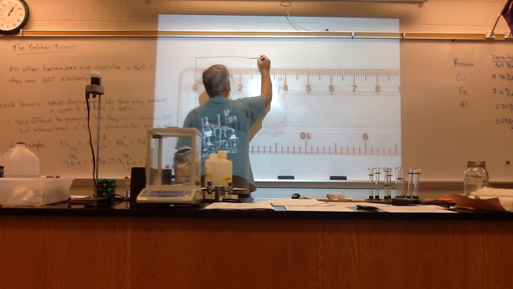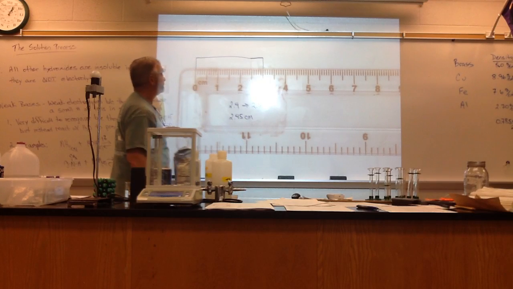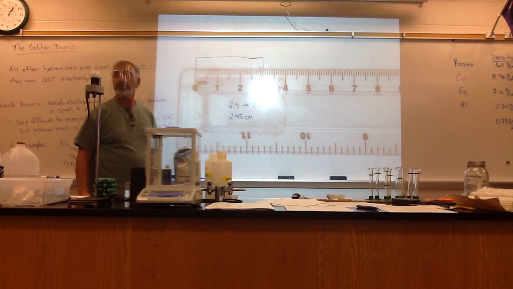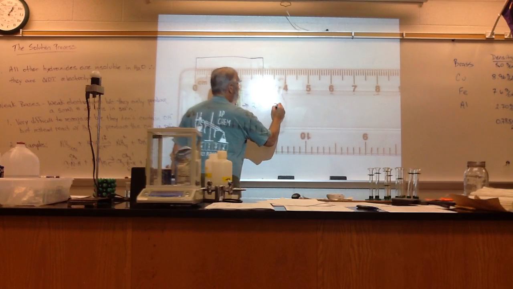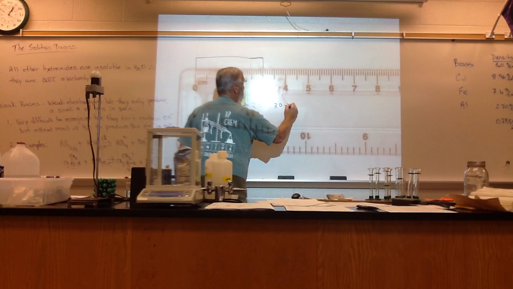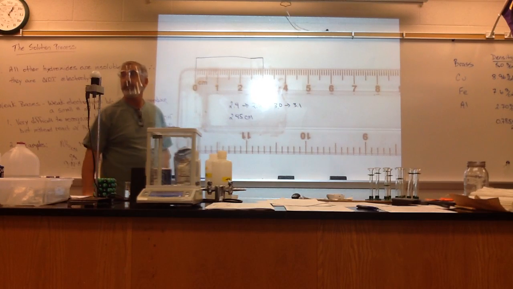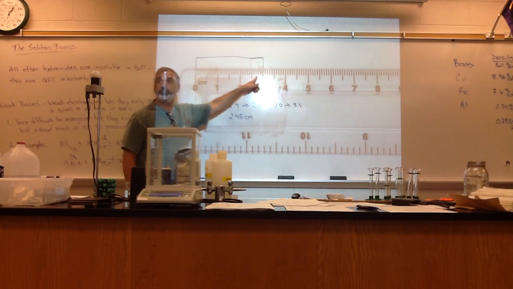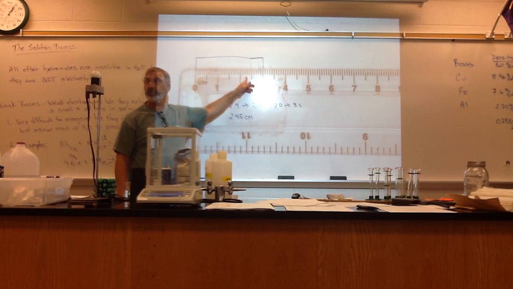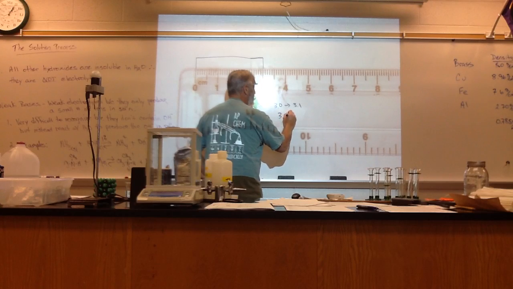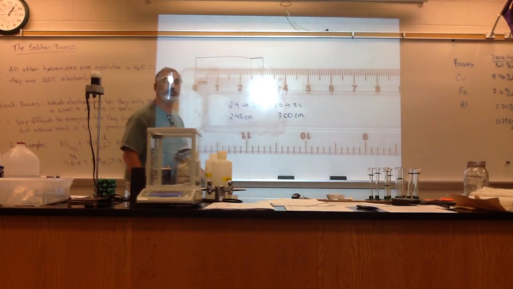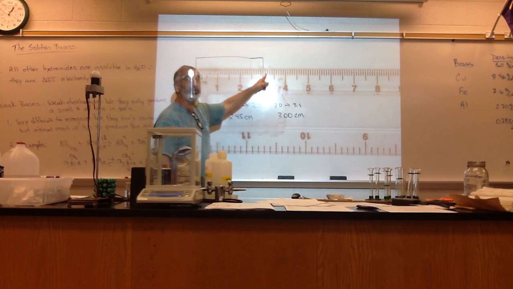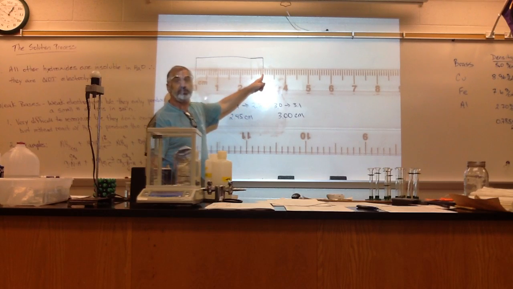it lands right here? You say exactly 3.0. So we know it's between 3.0 and 3.1, right? But it looks like it's right on the line. If it goes to 2 decimal places for the 2.45, the same ruler can go to 2 decimal places for any measurement on here. So it's going to be 3.00 centimeters. Because you're between the 3.0 and 3.1, but you're really not between, you're right on it, so it's 3.00.